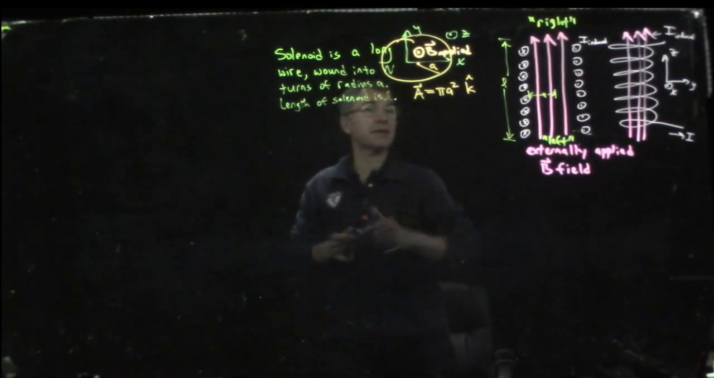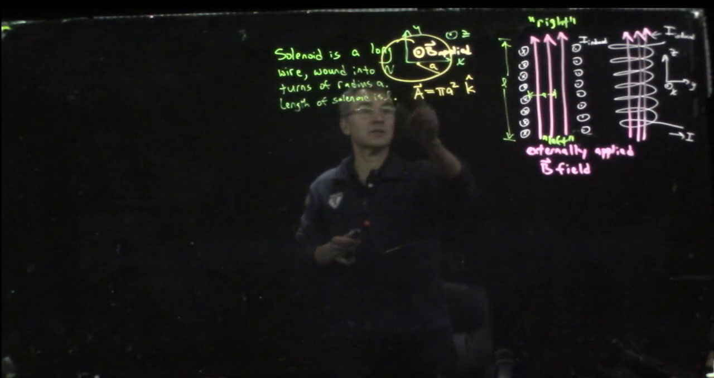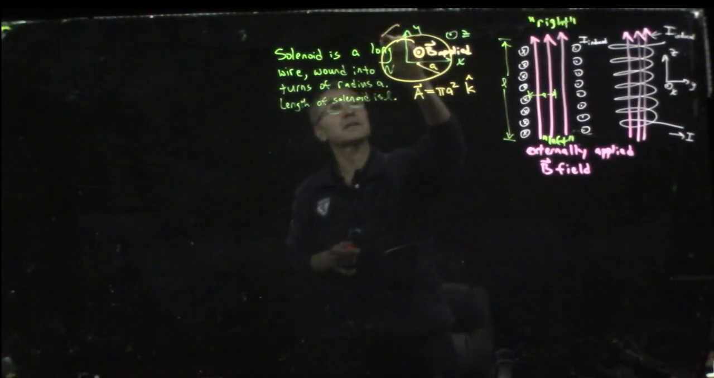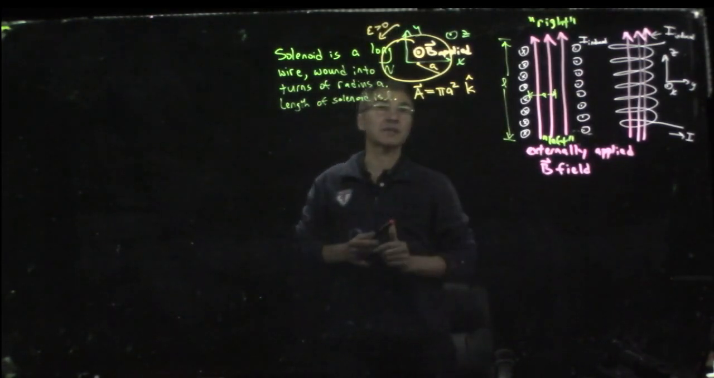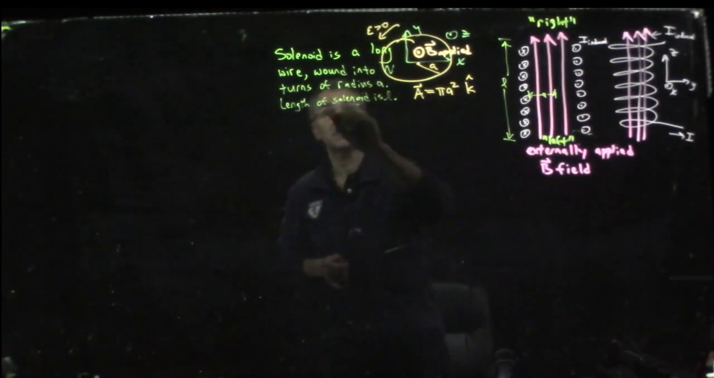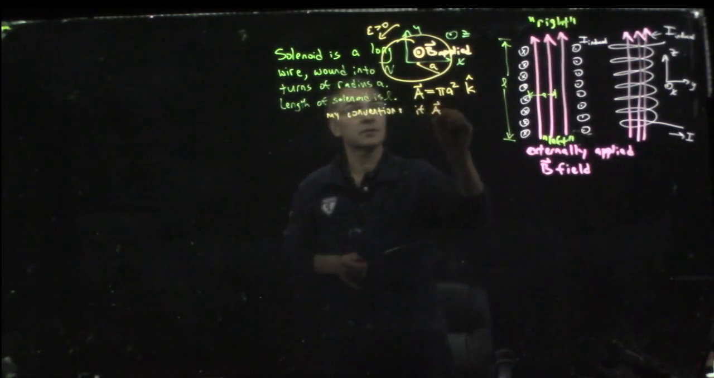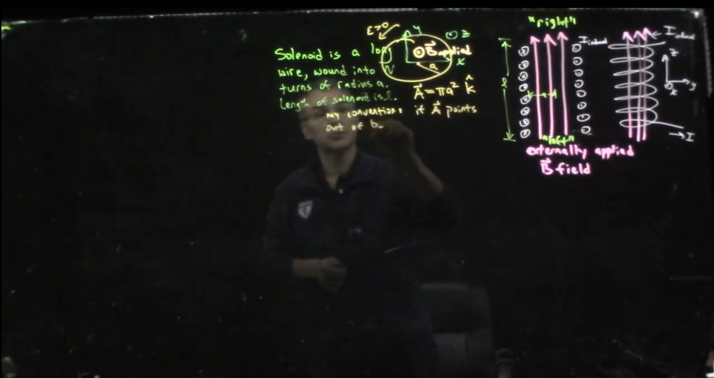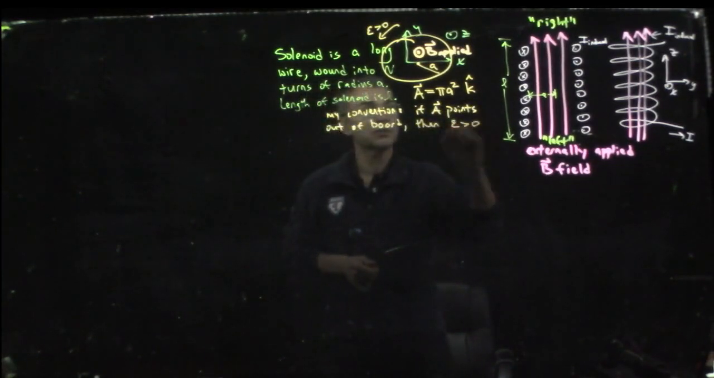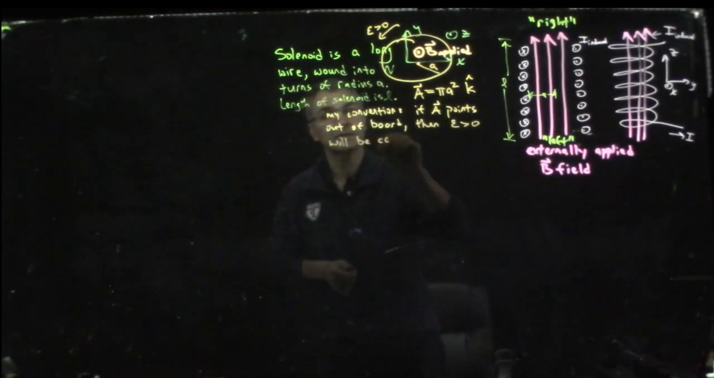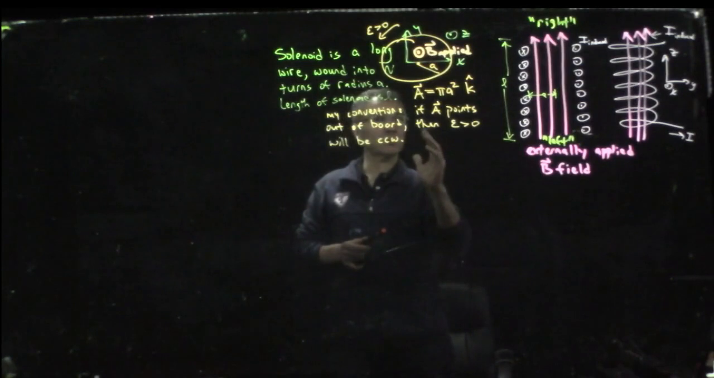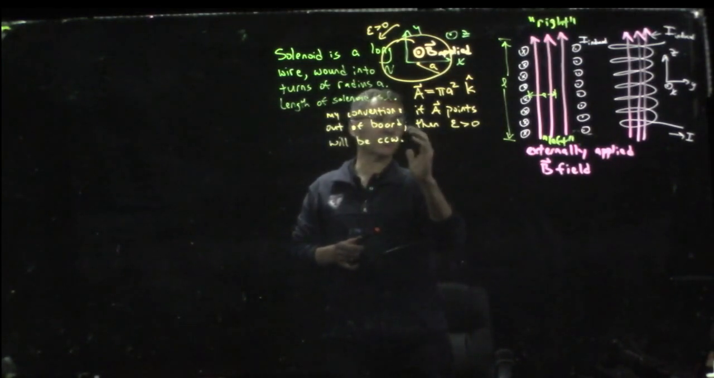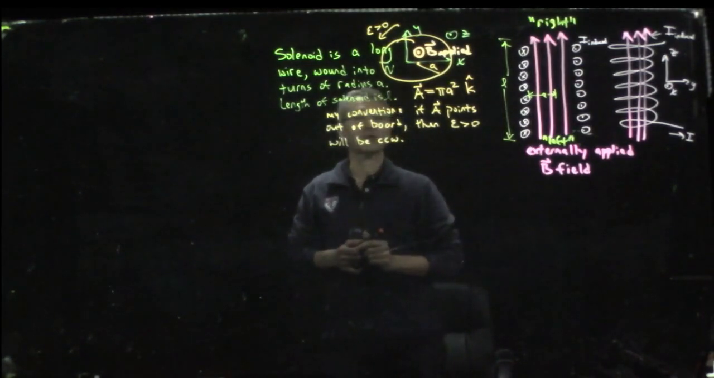And then by making my area vector point out of the board, the sign convention would be that if the EMF turns out to be bigger than 0, it will be counterclockwise. So my convention: if A points out of the board, then EMF bigger than 0 will be counterclockwise. That's the right-hand rule, where if the thumb of your right hand points out of the board, then the fingers of your right hand curl in the counterclockwise direction.